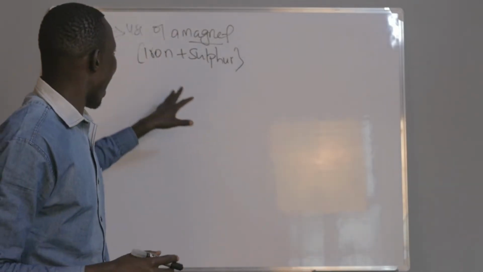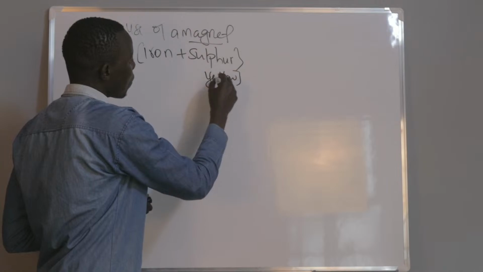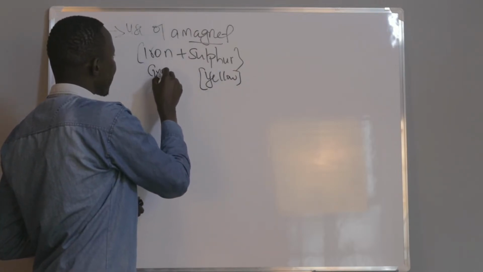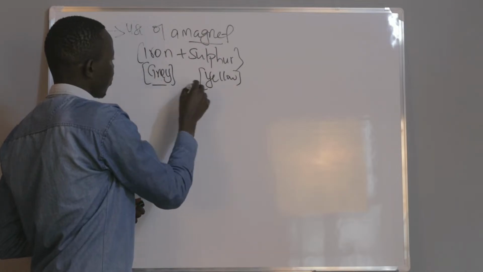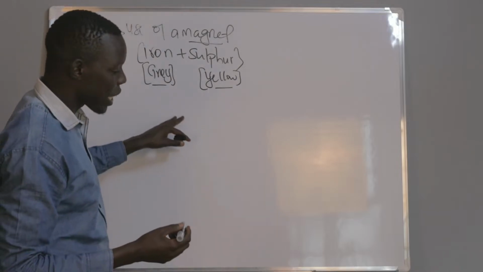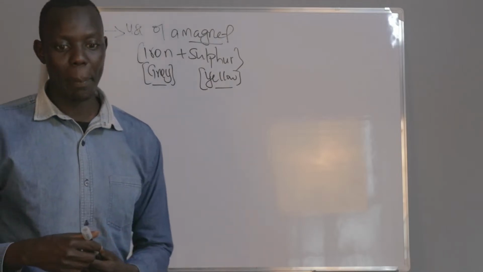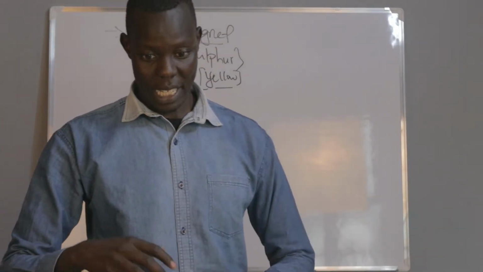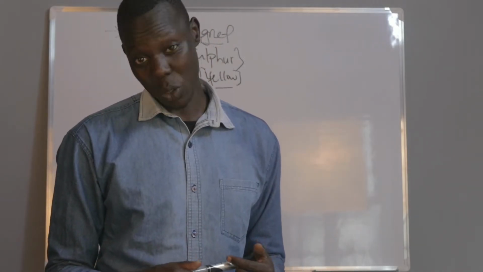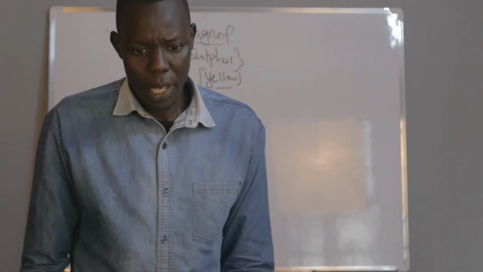When you have a mixture of iron and sulfur, remember, sulfur is yellow in color. Iron is gray in color. When you mix the two, it forms a mixture whereby, if you look at it very keenly, you can still see some gray particles of iron and some yellow particles of sulfur. That's a mixture. So if you want to separate them, in most cases students will say you pass a magnet over it.